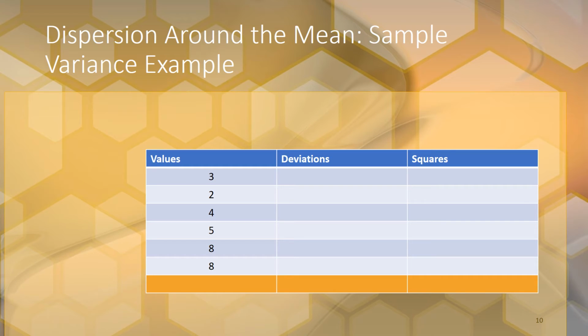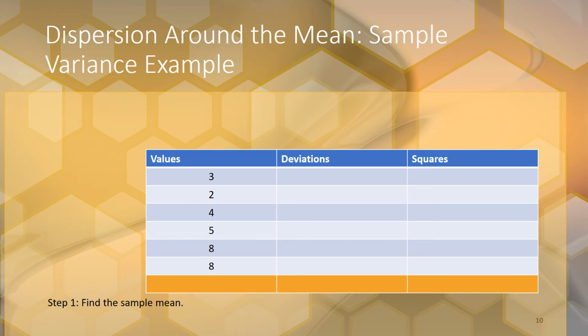On this slide, I'm going to go through an example of how to calculate the sample variance. I'm using the same values as from the population example, but in this case, I'm going to pretend these values are a sample from a larger population instead of just the whole population itself. So I'm going to go pretty quickly through this example because it's almost the same.